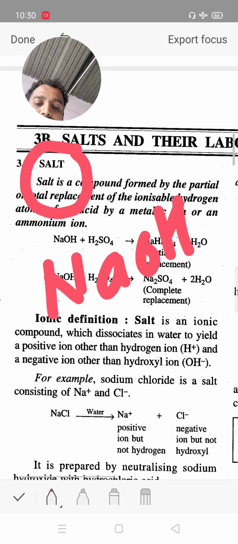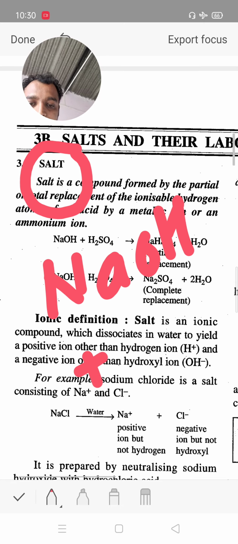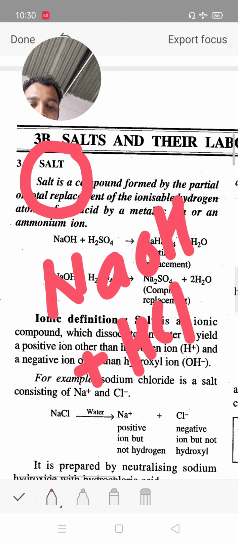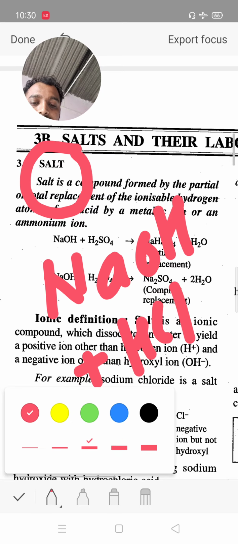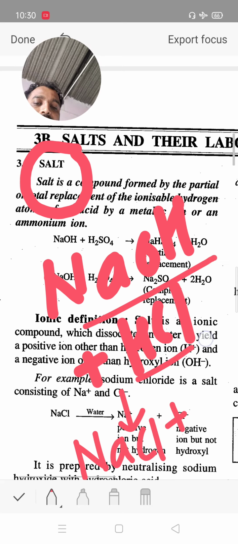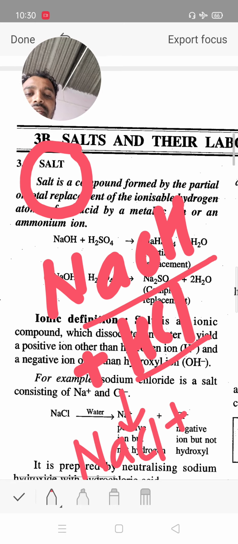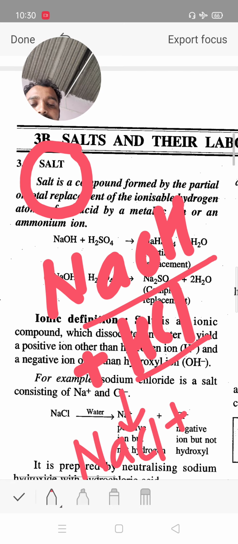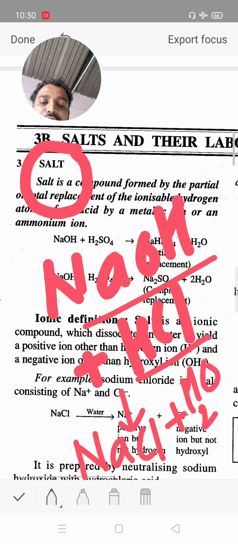NaCl is an example of salt. It is a neutralization reaction when NaOH reacts with HCl. NaOH is a base and HCl is an acid, and it gives salt plus water. It is a neutralization reaction. In this neutralization, NaCl is formed, which is a salt.